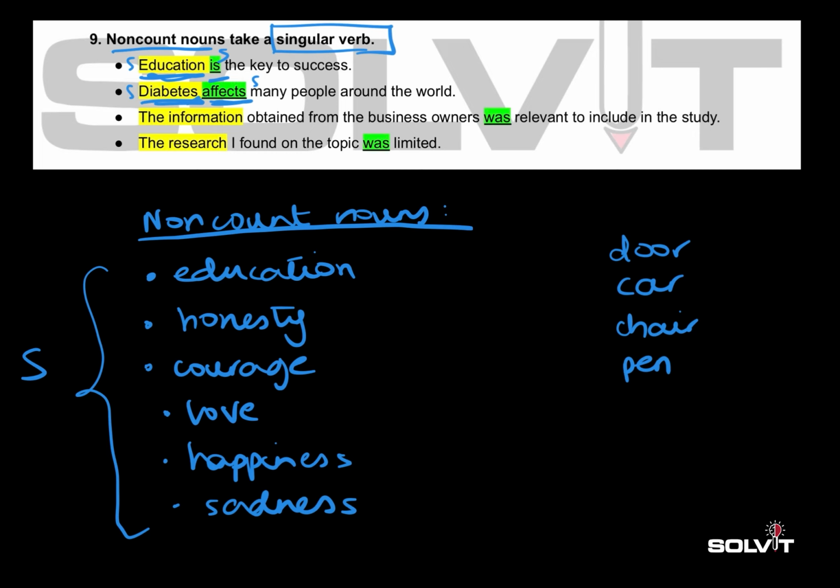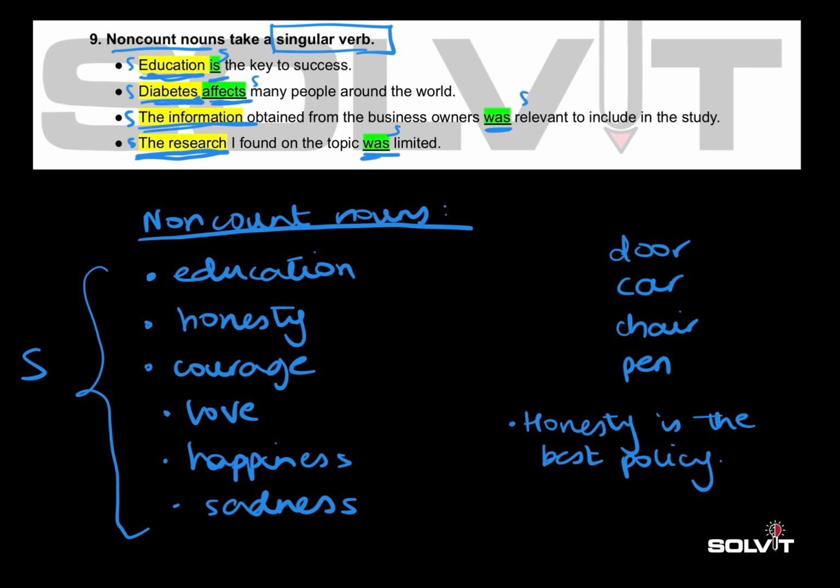The third example is: the information obtained from the business owners was relevant to include in the study. Even though it might seem like information should not be a non-count noun, and a lot of people think that it isn't, it actually is, because you can never measure the amount of information. You cannot count information. So it's singular, and was is also singular. The fourth sentence is: the research I found on the topic was limited. Once more, you cannot count research, you cannot measure research. So it's singular, and was is also singular. I have one more example for you.